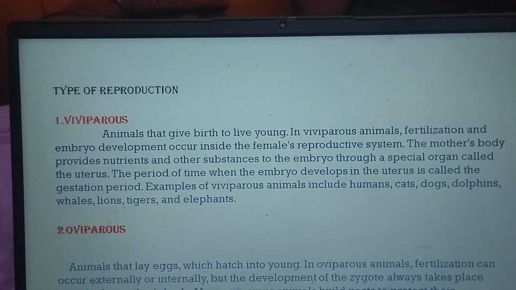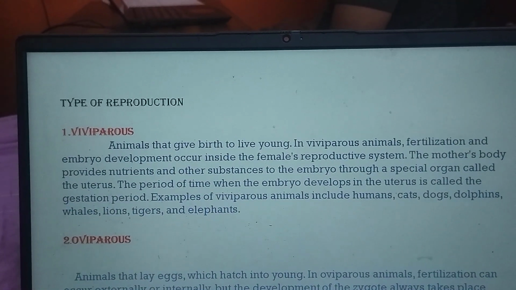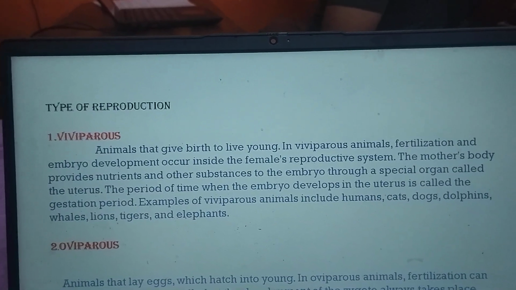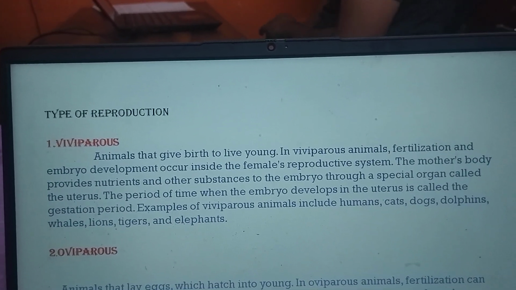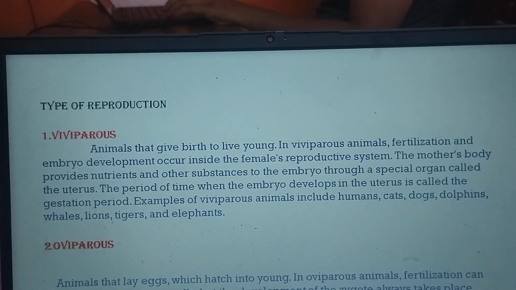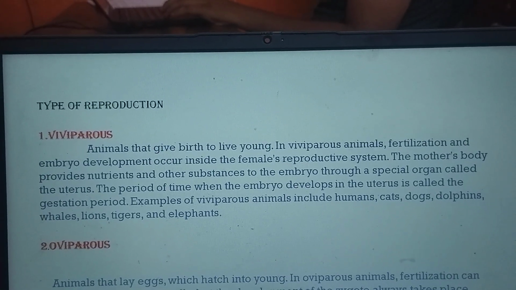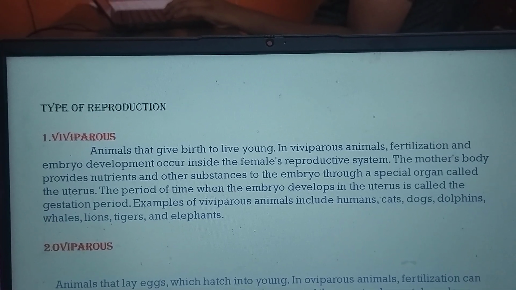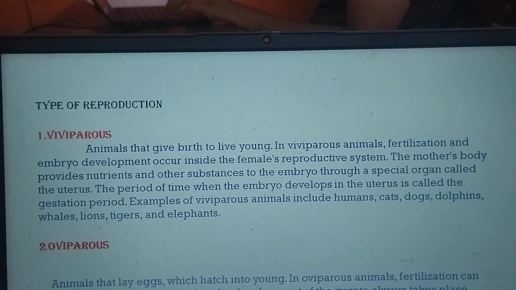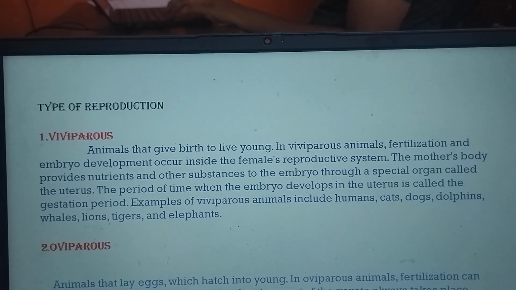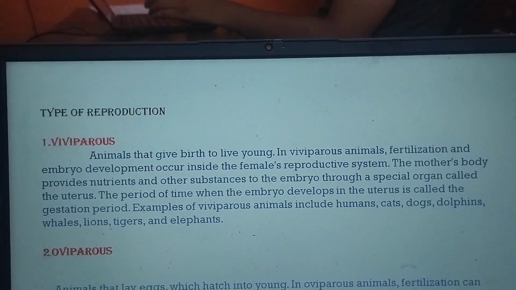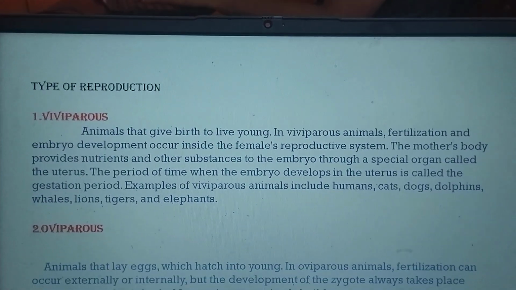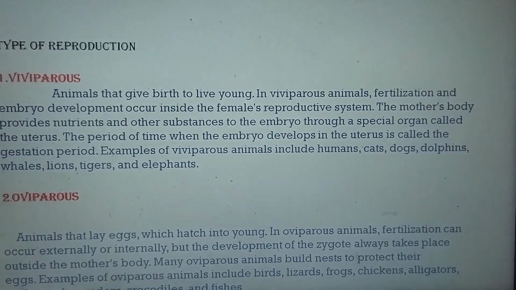Now let's see the examples of viviparous animals. The best example is humans, and next come animals like cats, dogs, dolphins, whales, lions, tigers, and elephants. Cats give birth, dogs also give birth, as do whales, lions, tigers, and elephants. So all these animals give birth directly.